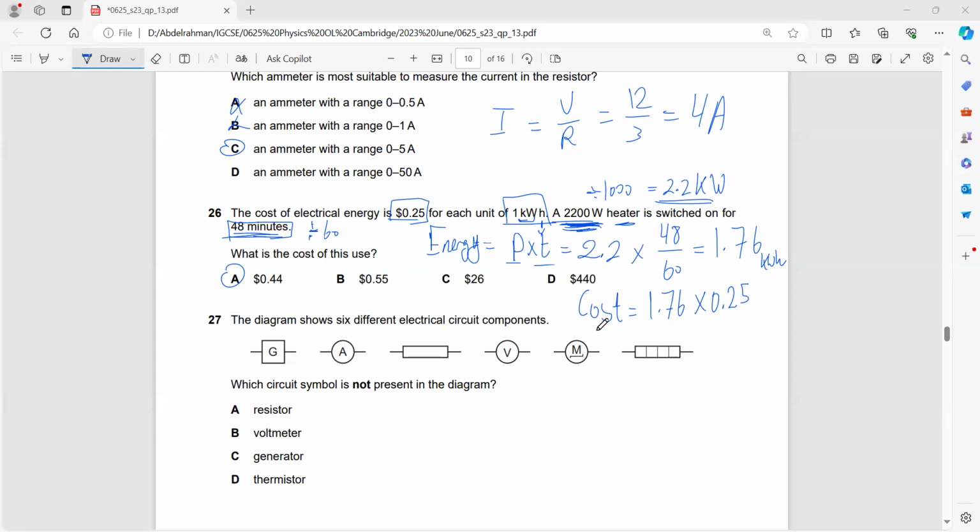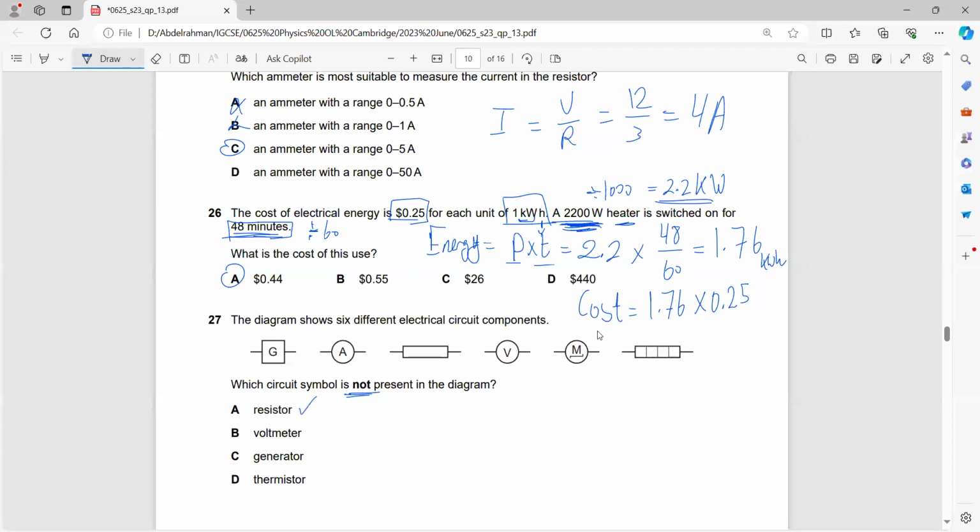The diagram shows 6 different electrical circuit components. Which circuit symbol is not present in the diagram? Do I have a resistor? Yes, I have a resistor.